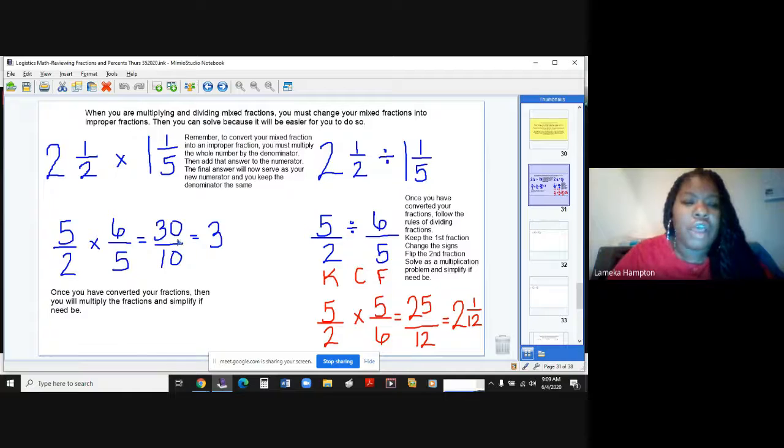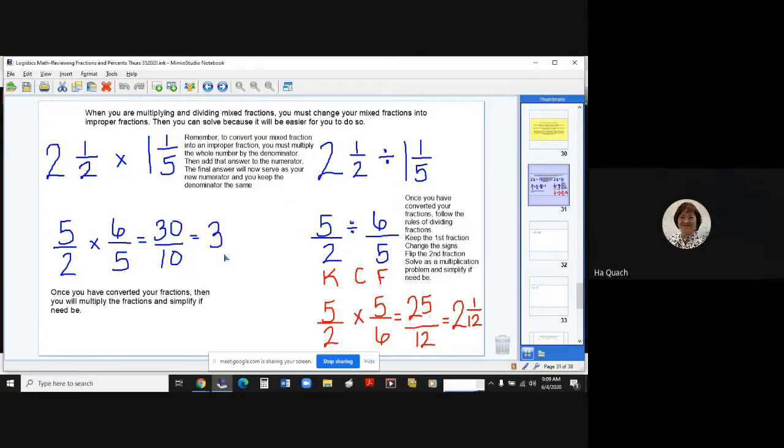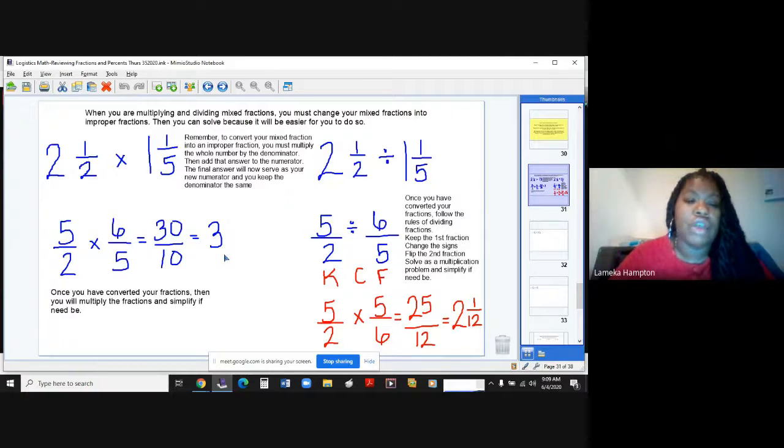Okay, so we have 30 over 10, and when we divide this, we come up with the whole number of 3. Okay, now it is okay if you simplify a fraction and you end up with a whole number. That is okay. So do not be alarmed, or scared, or confused if you just get a whole number. That's perfect. That's one of the answers that will suffice. Okay, so my answer with this is 3.